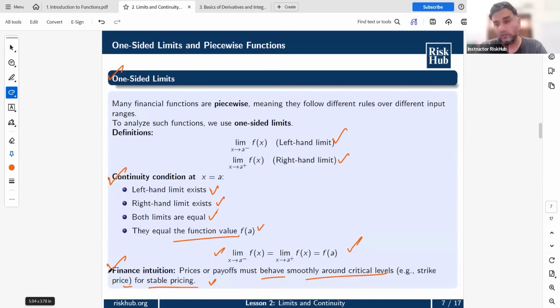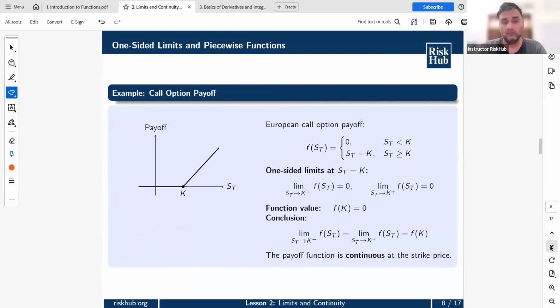Especially in option payoff, because option payoff is one-sided. You know the call option payoff we have seen: if the stock price goes above the strike price, you get a payoff; if it goes below, that's a zero payoff. You've seen this in the previous chapter, the option payoff piecewise function. Go back and revise that if there is any doubt. It is given in your previous chapter also.